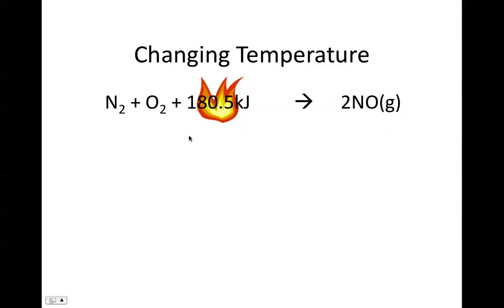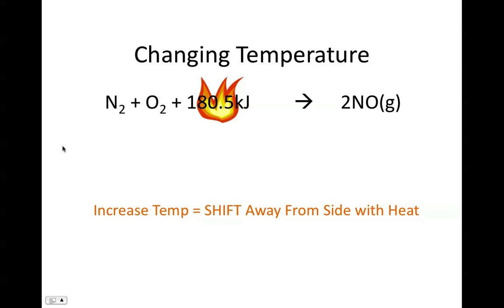You can see that our forward reaction is an endothermic reaction, and the reverse reaction will be exothermic. If I increase temperature, if that's my stress, I'm going to shift away from the side with heat. Think of increasing temperature: you're getting warm, you want to move away from heat, so you're going to shift away. So this would be considered a shift to the right in this example.